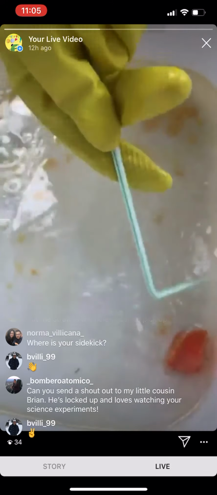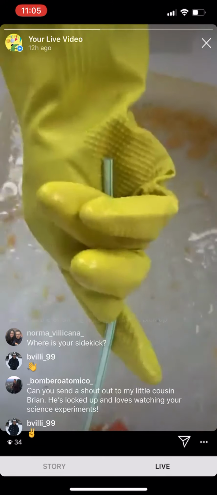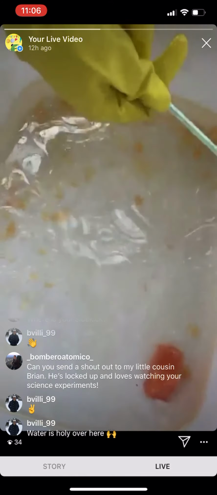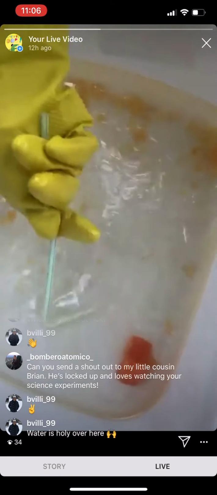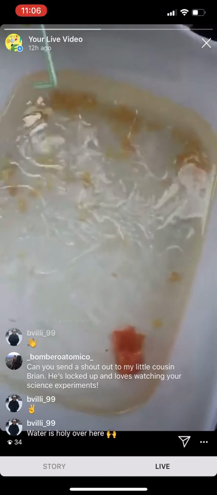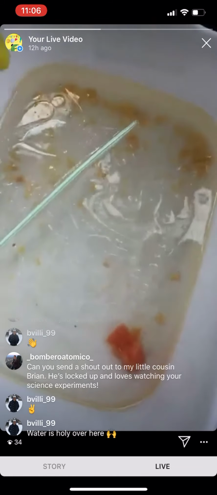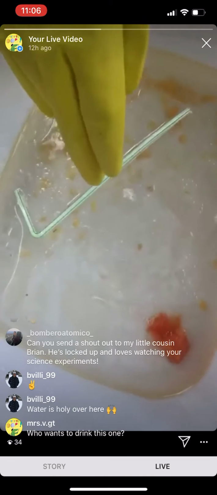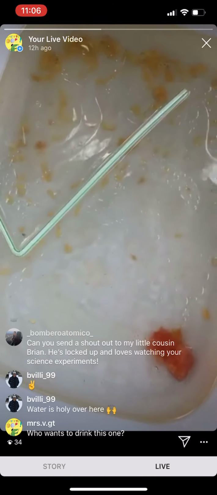Okay, I can't even get the tomato, guys. And I doubt I'm going to get the rice or the oil. All right, so that's it for the straw. Who wants to drink this one?